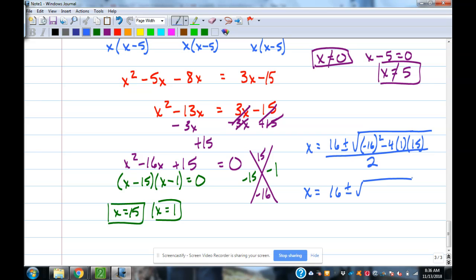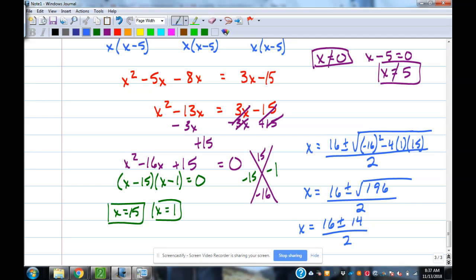16 squared is 256. Minus 15 times 4, which is 40 and 20, 60. 256 minus 60 would be 196. What's the square root of 196? 14. Good. That works out great. It's got a nice one.